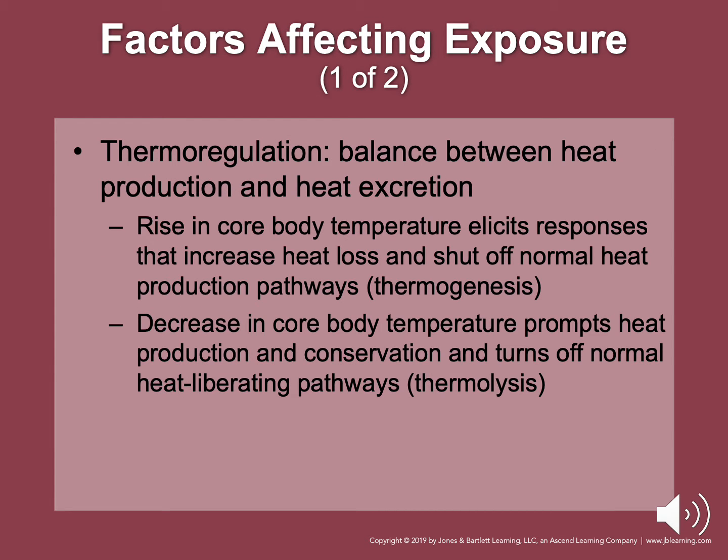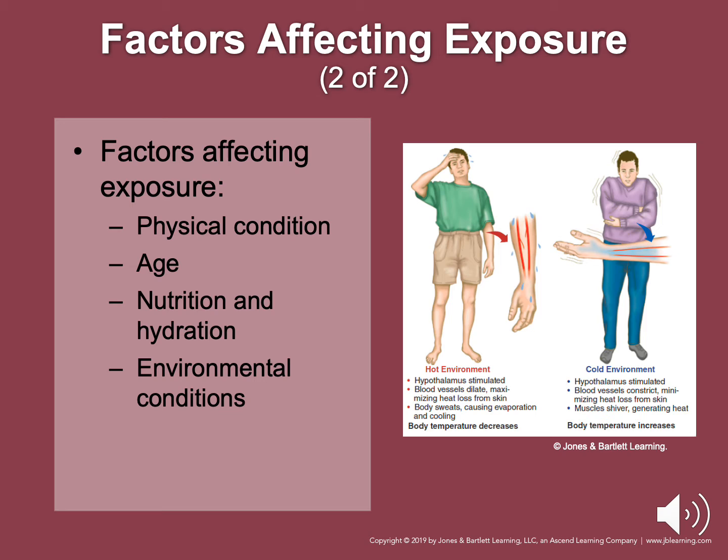Factors affecting exposure: thermoregulation is the balance between heat production and heat excretion. So a rise in core body temperature elicits responses that increase heat loss and shut off normal heat production pathways, aka thermogenesis. Decreases in core body temperature promote heat production and conservation and turn off normal heat liberating pathways, thermolysis. Factors affecting heat exposure can include the physical condition of the patient, age, nutrition and hydration, and environmental conditions in general.